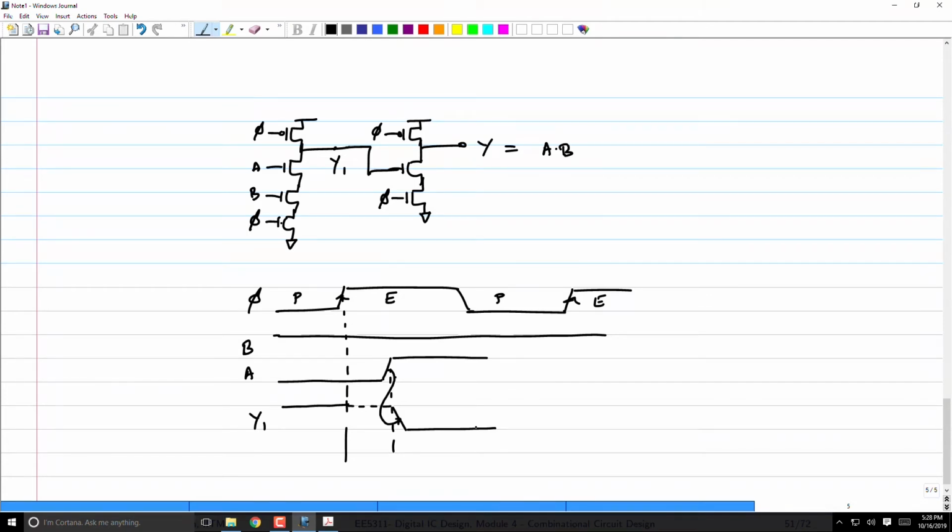It has violated the monotonicity condition on my inverter. Though my inputs A and B have adhered to that condition, Y1 has violated that condition. This is very obvious because the gates are inverting in nature. If I have monotone increasing, then the output is going to be monotone decreasing. And therefore, I cannot cascade two dynamic gates just like that. Right? This circuit will not work.